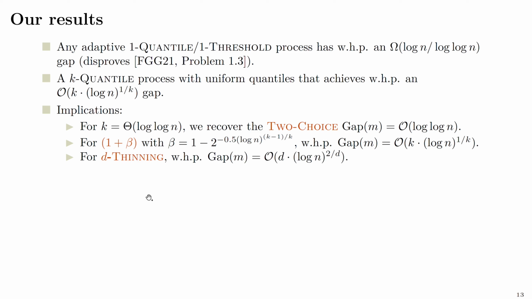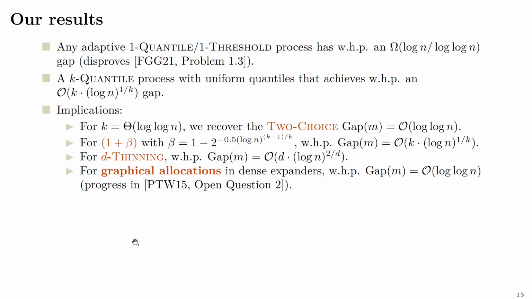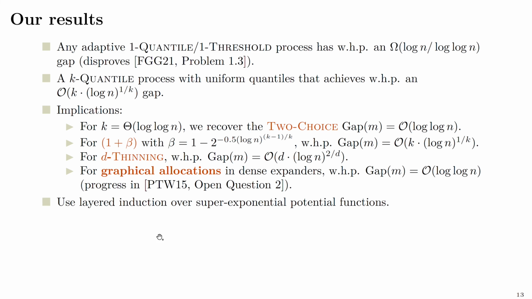By majorization, we are also able to show that there is a process for d-thinning which achieves a gap of d times log n to the 2 over d. And for graphical allocations in dense expander graphs, we show that the two-choice achieves a log n gap. And this makes progress towards the second open question by Peres, Talwar, and Wieder. Our proof techniques make use of layered induction over exponential potential functions, and we think this might be useful for analyzing other processes.